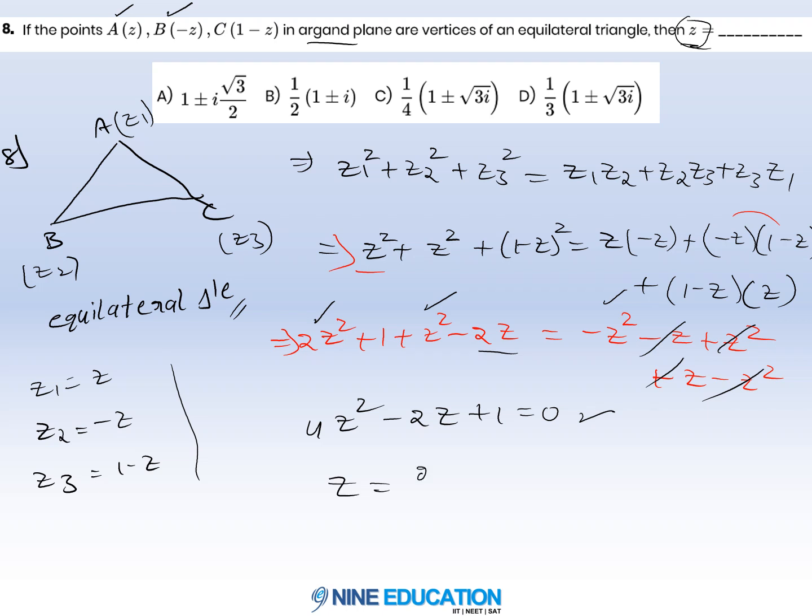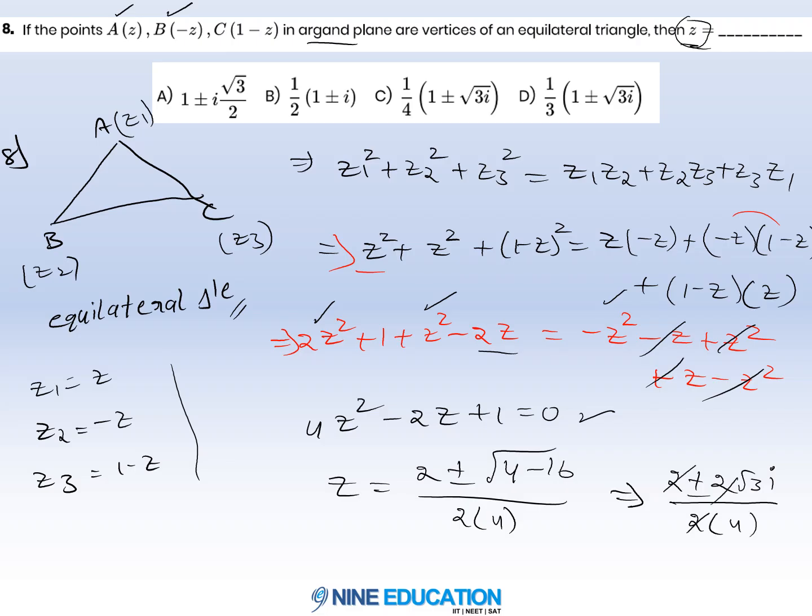So minus b, which is 2, plus or minus root over b square, which is 4, minus 4ac, 4 into 4 is 16, divided by 2a, 2 into 4. So 2 plus or minus root over 4 minus 16, root over minus 12. Root over minus 12 can be written as 4 into minus 3, which is 2 times root minus 3, which can be written as root 3i, divided by 2 into 4. 2 gets cancelled. So we'll be left with 1 by 4 into (1 plus or minus root 3i). So option C.